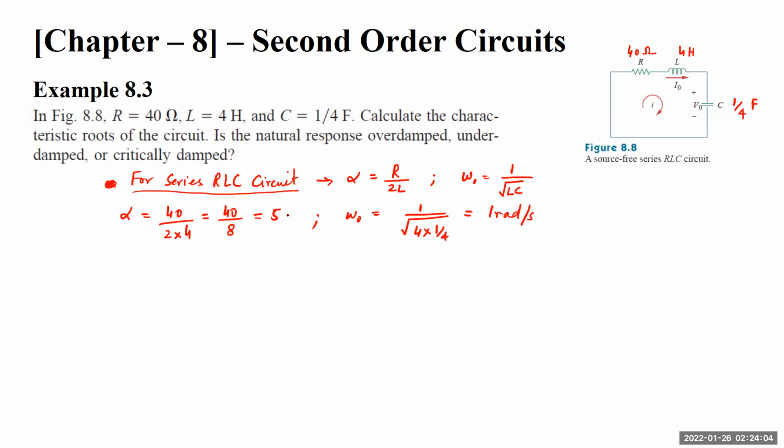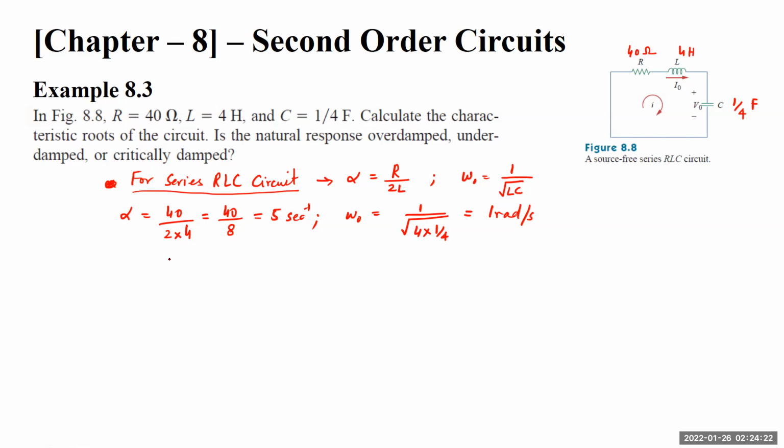Alpha is in seconds to the power minus 1. Remember the unit for alpha. We have also seen alpha as 1 by 2 times the time constant. The time constant is given in seconds, so alpha is seconds to the power minus 1. We can always find the units in this fashion.